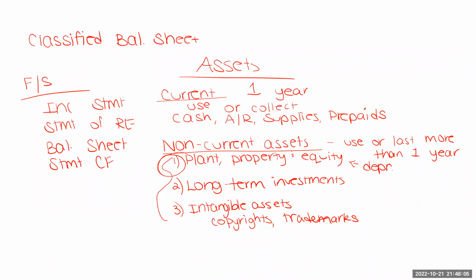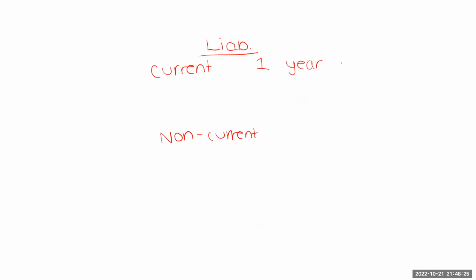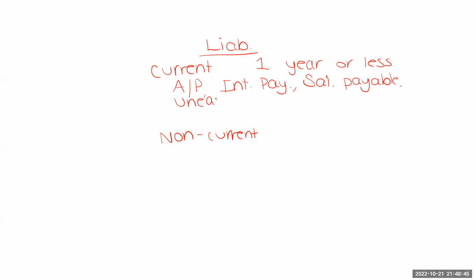All right, so moving on to liabilities on the balance sheet. Your categories for liabilities are similar to assets. You have current, also called short-term, and non-current, also called long-term. A benchmark of 1 year or less classifies that item as a current liability. Common examples are accounts payable, interest payable, salaries payable, and unearned revenue, an account we were introduced to in Chapter 3.